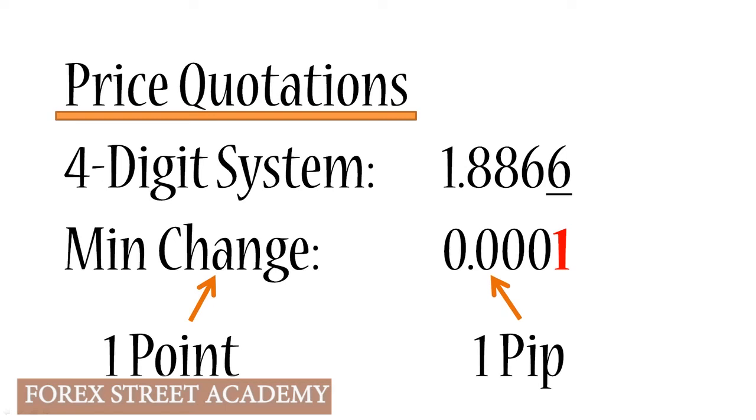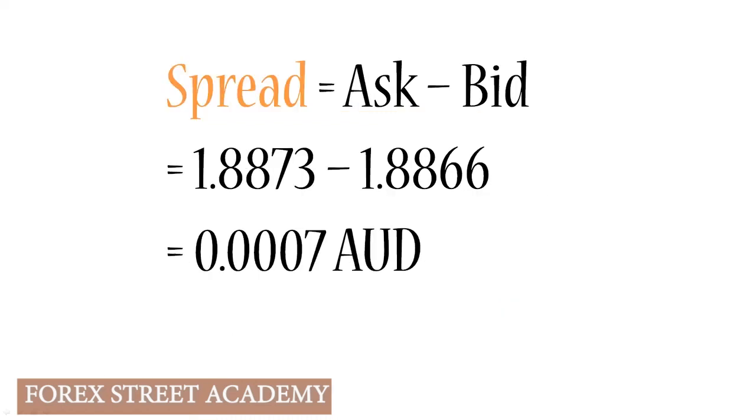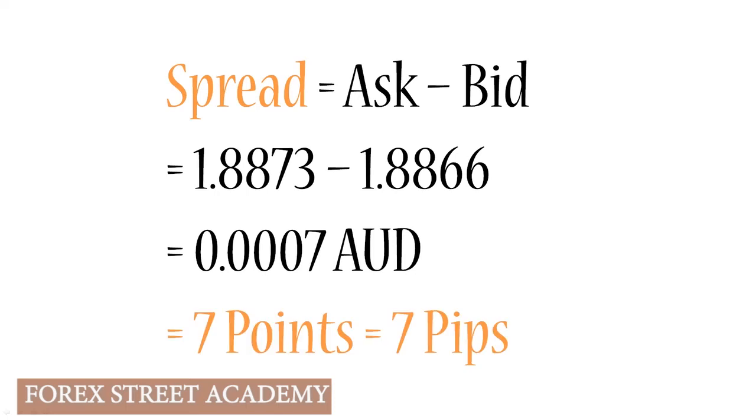And it's important to keep these things in your mind separately. The minimum change is 1 point, and 1 pip is 0.0001. So in this case, the minimum change is equal to 0.0001, and that means 1 point is exactly equal to 1 pip. And that's going to be the case for every single currency pair if it is quoted in the 4-digit quoting system. So let's go back to our example of the spread. We calculate the spread as ask minus bid for the Australian dollar, and it was 0.0007 Australian dollars. So let's express this now in points and pips. This is equal to 7 points because it's 7 times the minimum change this currency pair can experience, and it's also equal to 7 pips because this is equal to 7 times 0.0001.